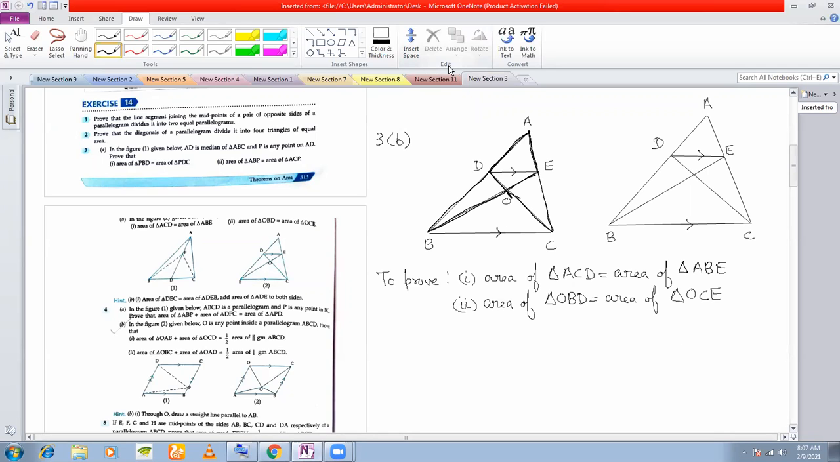What you must realize is that first of all, area of this triangle here must be area of this triangle here. Why? Because they are on the same base DE. These two shaded triangles are on the same base DE, right?